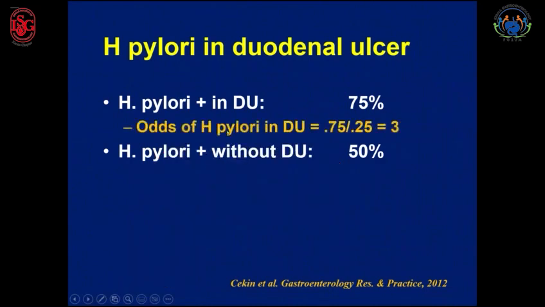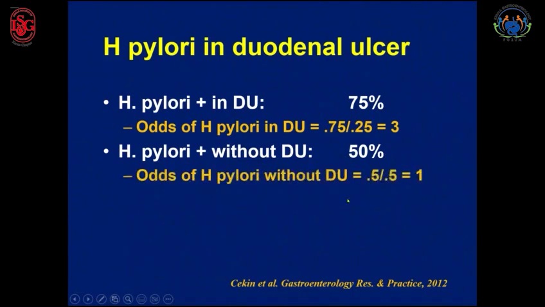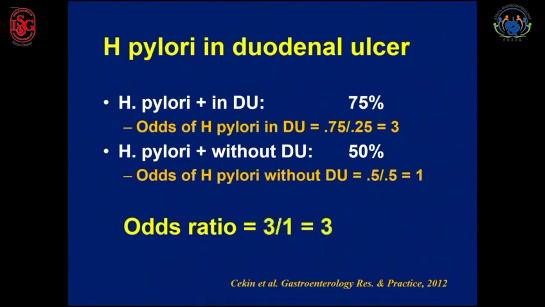So the odds of H. pylori in duodenal ulcer is 0.75 divided by 0.25, which is equal to 3. And in those without duodenal ulcer, it is 0.5 divided by 0.5, which is equal to 1. So the ratio between two odds is what is called an odds ratio. And in this group, 3 divided by 1, the odds ratio is 3.